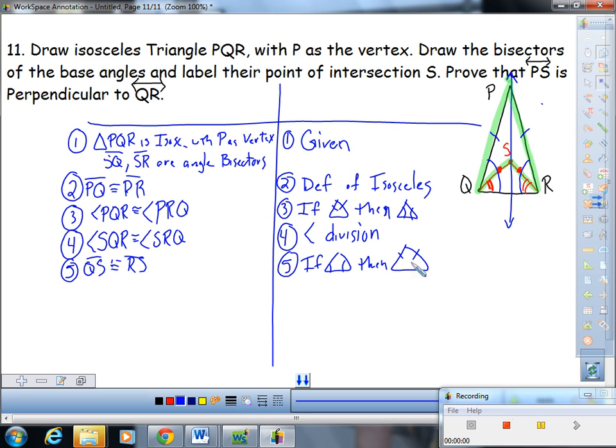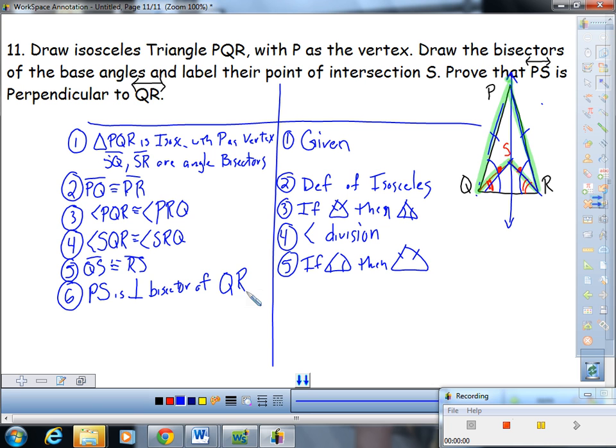So I've got my Star Trek now. I've got that is congruent to that. I've got that is congruent to that. Now I can use my very long theorem that we learned today in class. I can say that PS is the perpendicular bisector of QR.